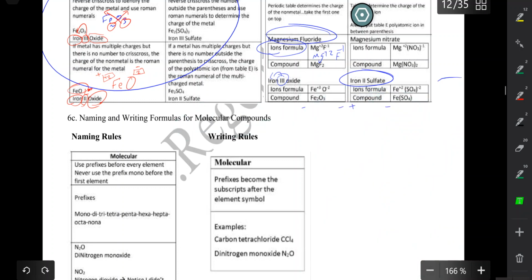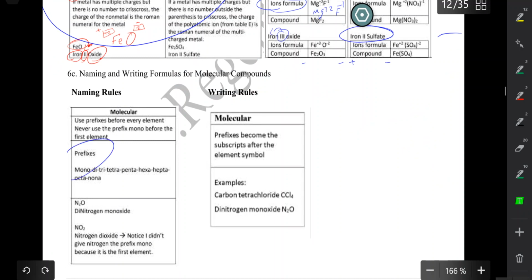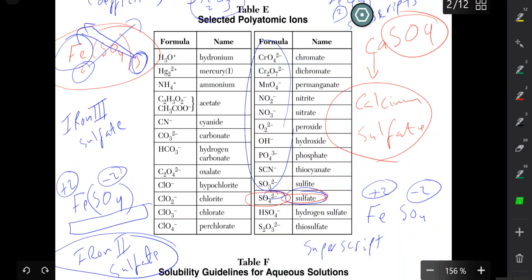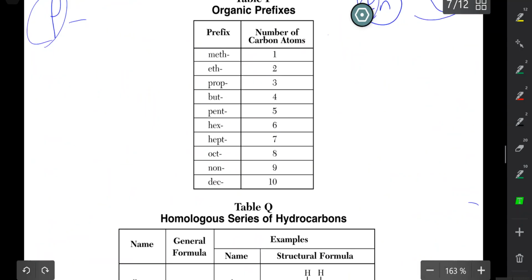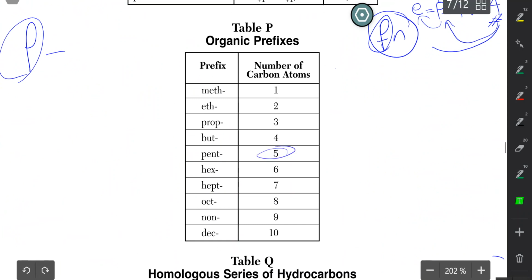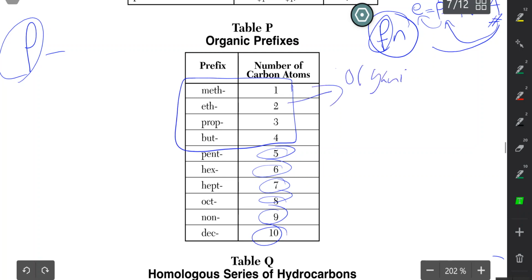Now, when it comes to molecular compounds, if you're naming them, you got to use prefixes. The prefixes that you have to memorize are going to be mono for 1, di for 2, tri for 3, and tetra for 4. From here on, penta, hexa, hepta, octa, nona, you can just get them from table P. Here's table P. So 5 will be penta, hexa, hepta, octa, nona, deca. You don't want to use these when naming molecular compounds. These are used for naming organic compounds. In place of them, we're going to use mono, di, tri, tetra when naming molecular compounds.